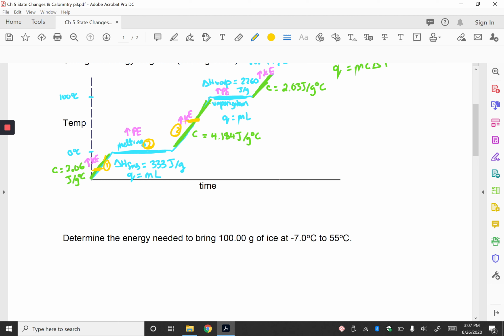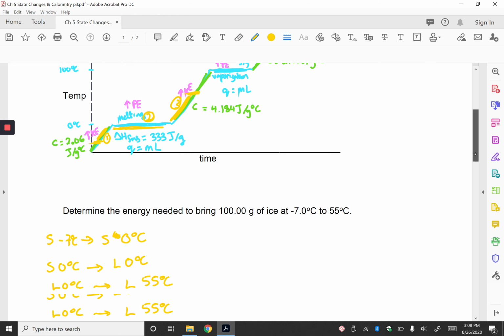So I'm going to start with my first step. My first step is going from solid at -7 all the way up to solid at 0 Celsius. My second step, so this step right here, I'm going to go from the solid at 0 Celsius to liquid at 0 Celsius. And my last step, which is this one right here, I'm going to go from the liquid at 0 Celsius to the liquid at 55 Celsius. All right, so let's actually do our calculation.